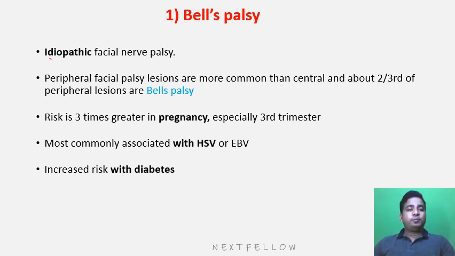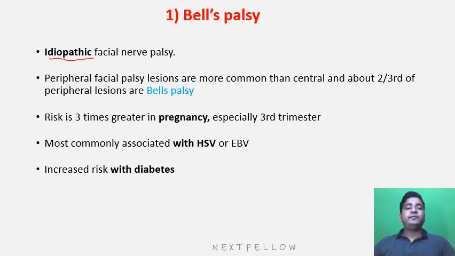It's an idiopathic facial nerve palsy. Whenever a patient has facial paralysis but no definitive cause can be found, it is known as Bell's palsy. I mean, there is no history of ear discharge, no history of any trauma to the facial nerve, no history of any surgery. So if facial paralysis develops spontaneously without any defined reason, then it is known as Bell's palsy, and it is the most common cause of facial paralysis.